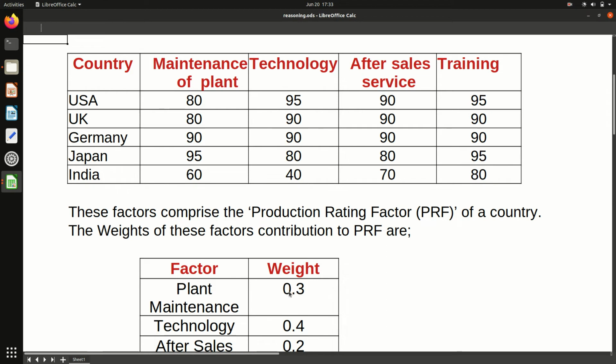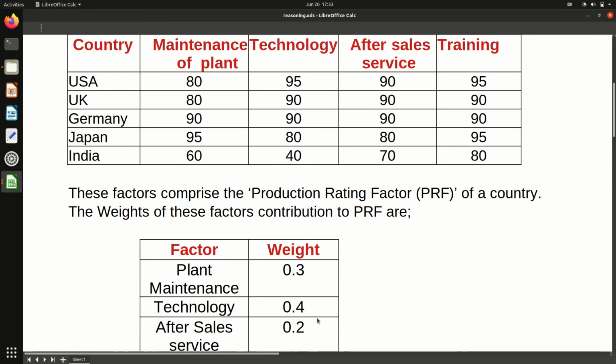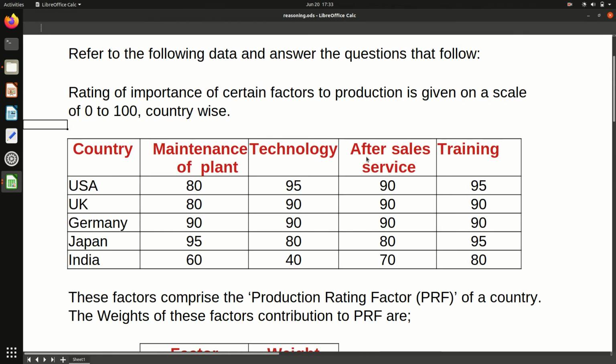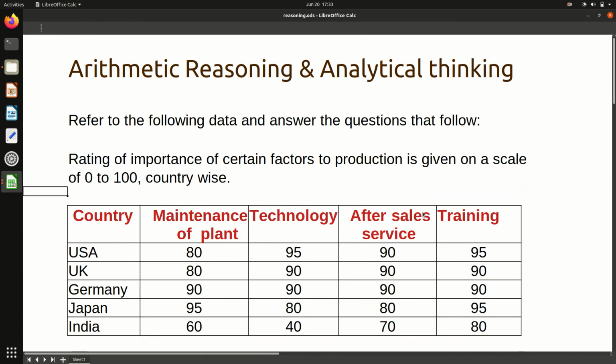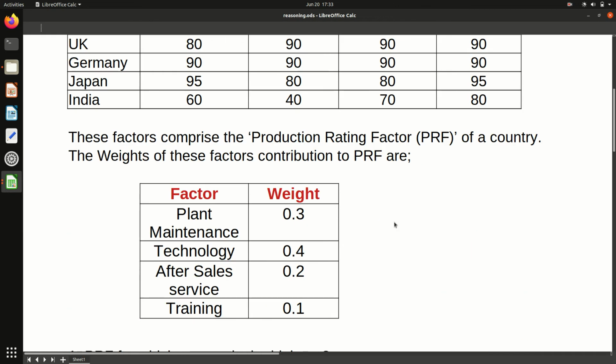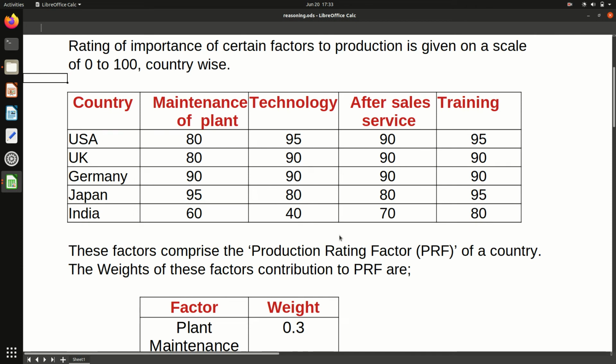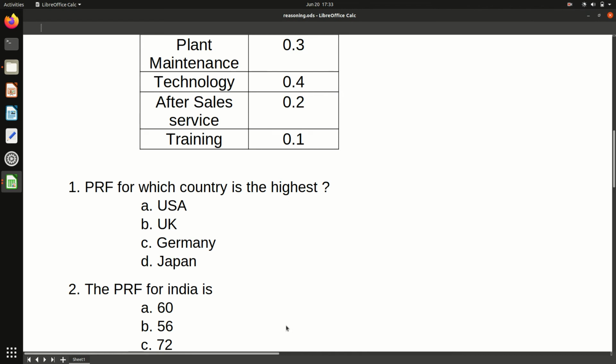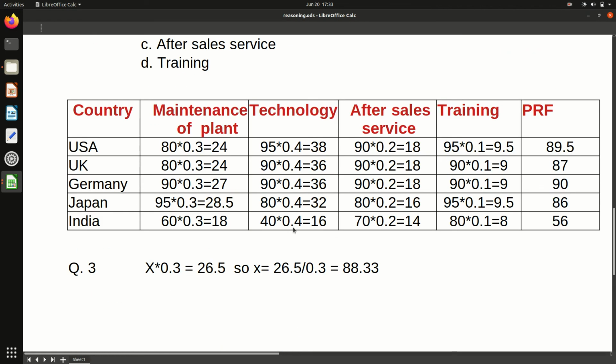So we will multiply 0.3 with 80, similarly 80, 90, 95, and for this column we multiply by 0.4, because technology has 0.4 weight. Similarly multiply by 0.2 for after sales and 0.1 for training. So simply, to get the PRF, we just multiply each factor by its weight. Now let us see in detail. I have made this table.